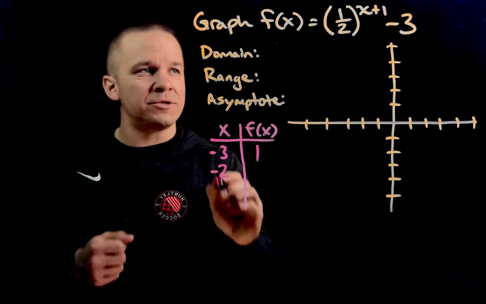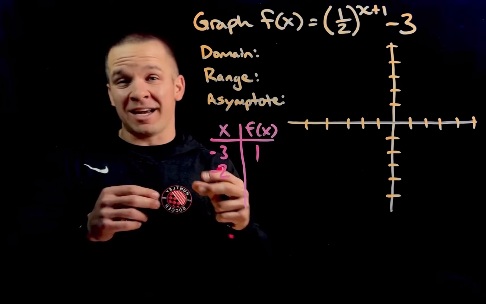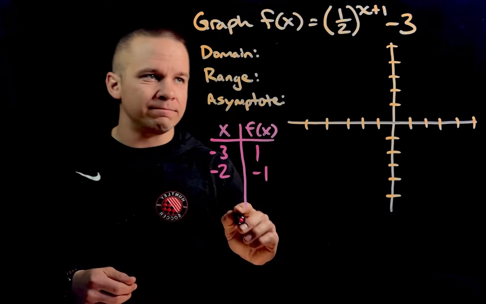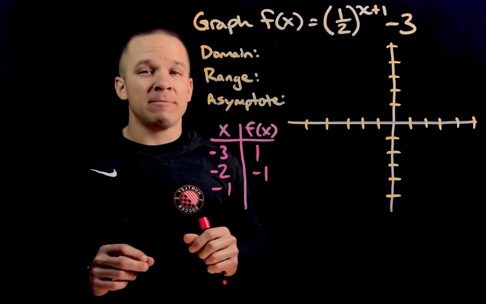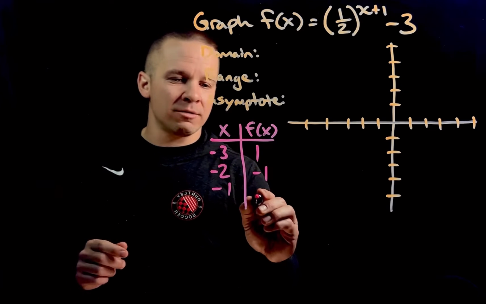Next number, let's do -2. When I plug -2 in, I've got it raised to the negative first. So now (1/2)^-1, flip it, it becomes 2. 2 minus 3 is -1. Next up, let's do -1 here. Now I have 0 as my exponent. Anything to the 0 power is 1. 1 minus 3 is -2.